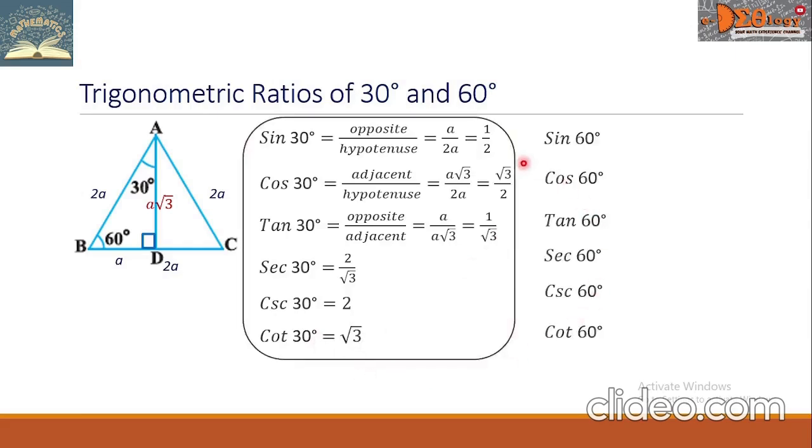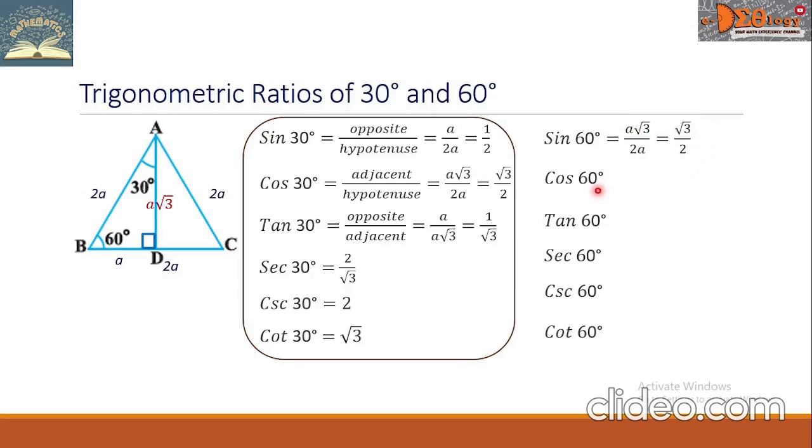Now let's have the trigonometric ratios of 60 degrees. Let's begin with sine 60 degrees. In our figure, the 60 degrees is here. So, for sine 60 degrees, that is A square root of 3 over 2A. When we simplify by cancelling the A, we have square root of 3 over 2.